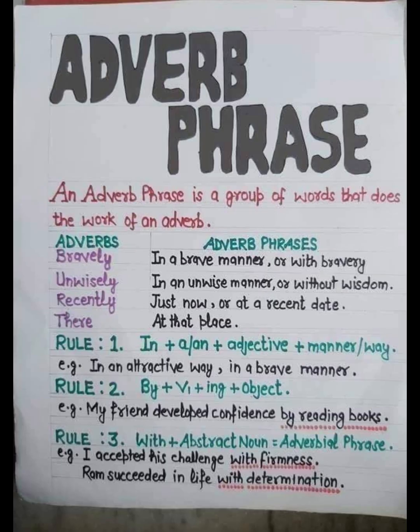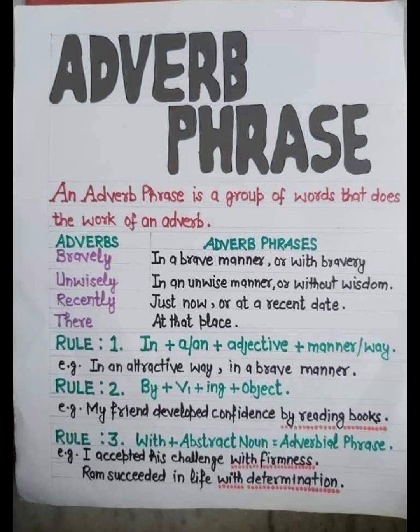Rule 2. By plus verb-ing plus object. Another way to create adverb phrases is by using this structure. For instance, my friend developed confidence by reading books. Here, the phrase by reading books modifies the verb developed and tells us how the action happened.